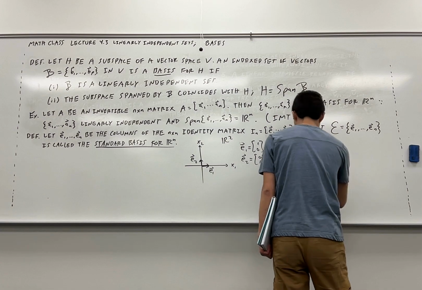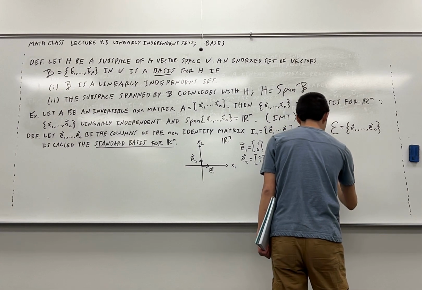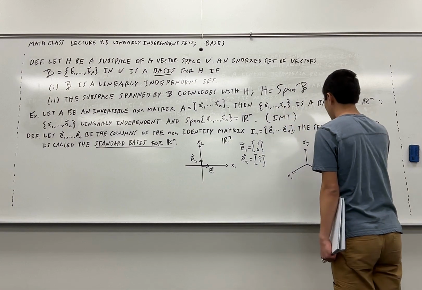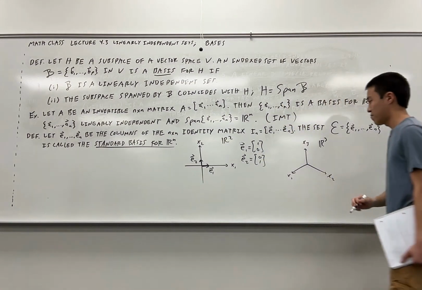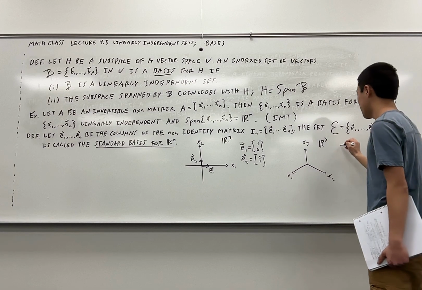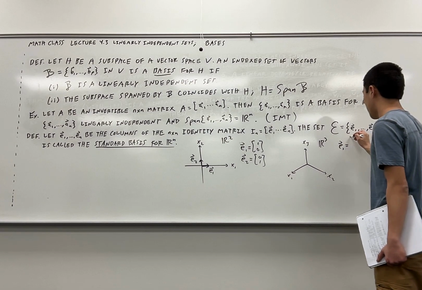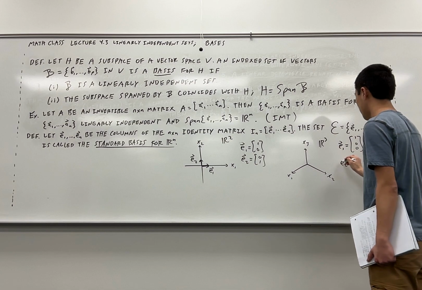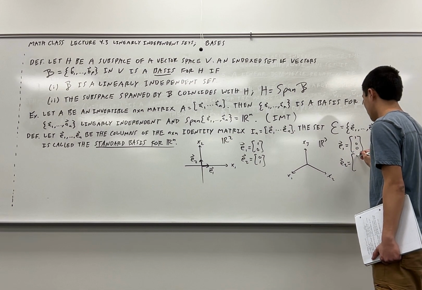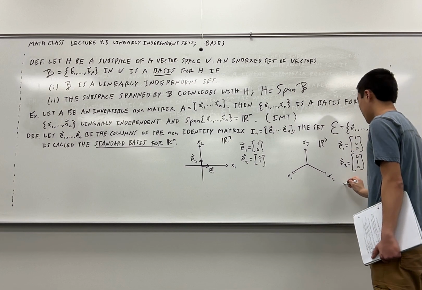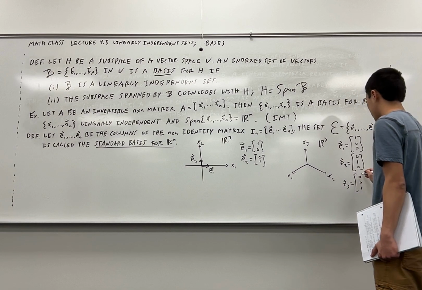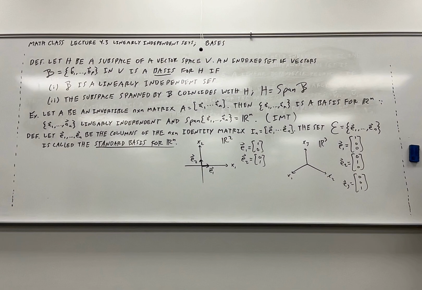If I had x1, x2, and x3, then now this is R3. So then what are my E1, E2, E3? Well, E1 now in R3 is 1, 0, 0. My E2 is now 0, 1, 0. And my E3 is 0, 0, 1. Okay, but again, these are familiar vectors. These are not new concepts.